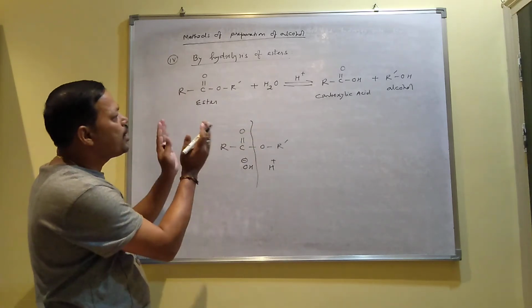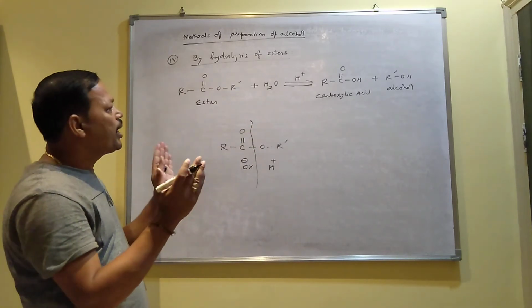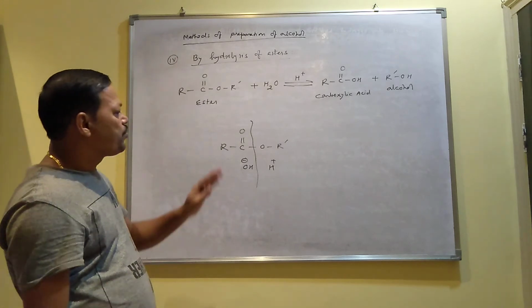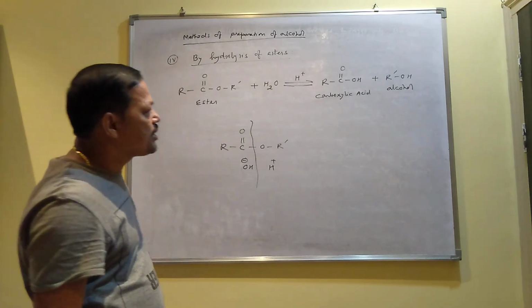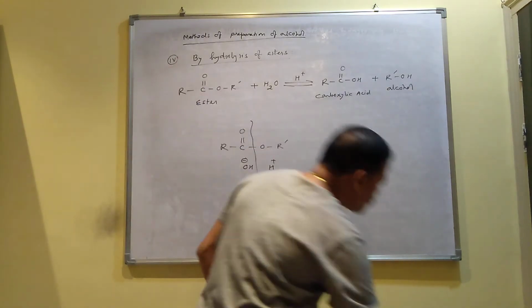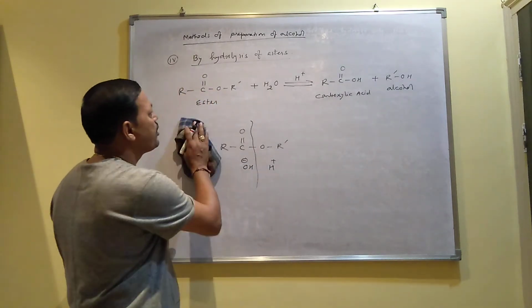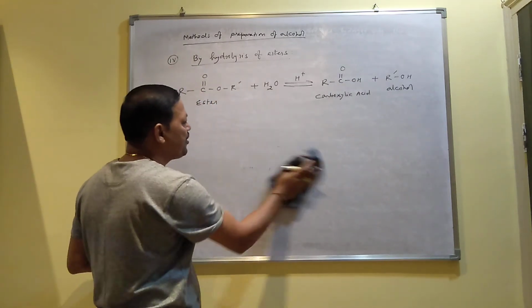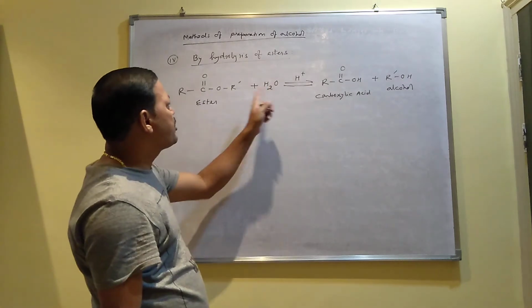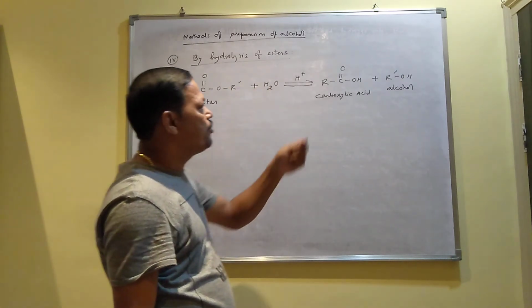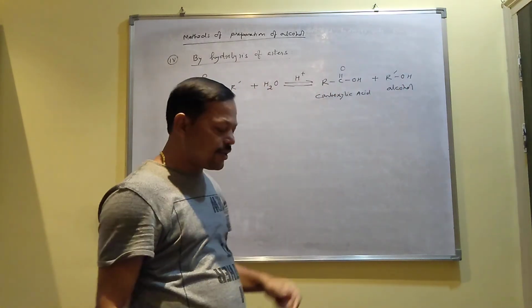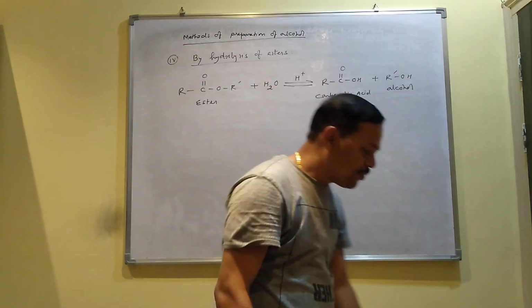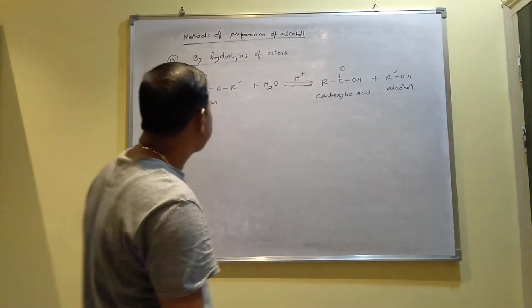So when you hydrolyze the ester, hydrolyze means addition of water in presence of acid, then you will get carboxylic acid and alcohol. The reverse reaction is called the esterification reaction, and this reaction is called hydrolysis of ester. If you do the reaction from the other side, that is called esterification reaction, because ester is produced.